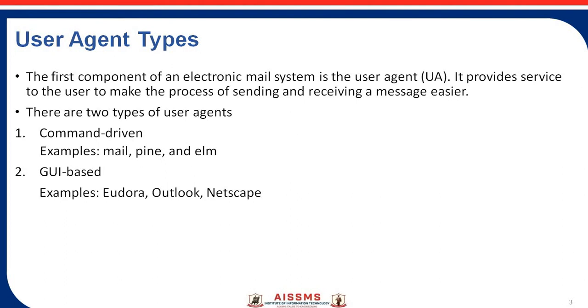There are two types of user agents, command driven and GUI based. Command driven user agents belong to the early days of electronic mail. They are still present as the underlying user agents in the server. Command driven user agents normally accept a one character command from the keyboard to perform their task. For example, the user can type a small r character at the command prompt to reply to the sender of the message, or type a capital R character to reply to the sender and all recipients. Examples of command driven user agents are Mail, Pine and ELM.